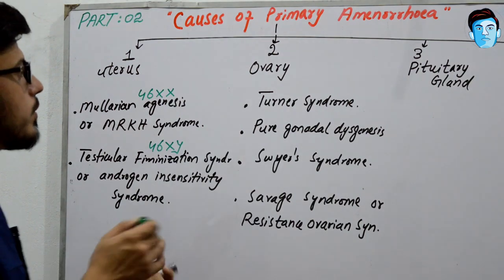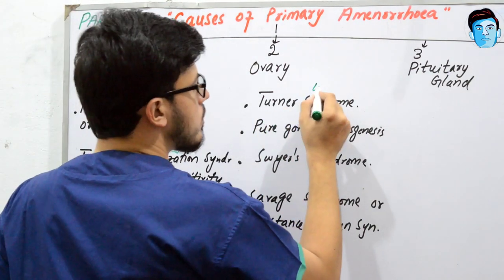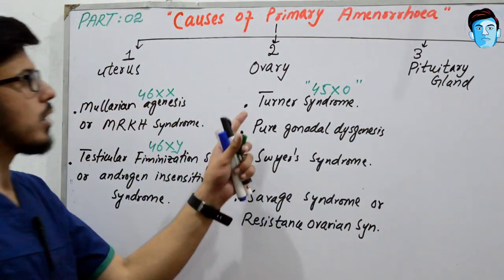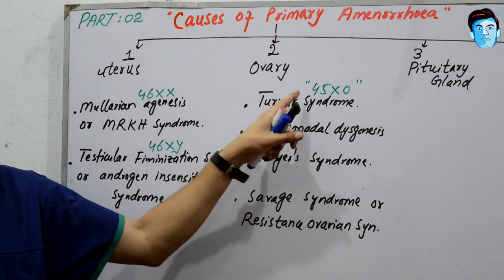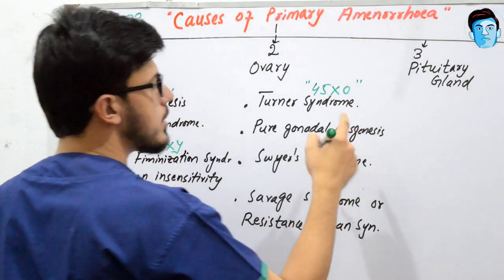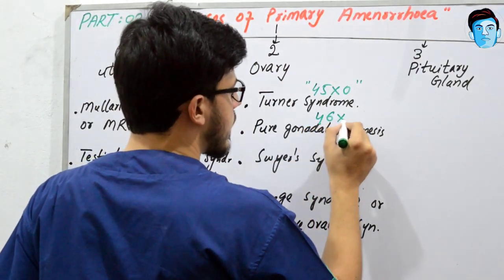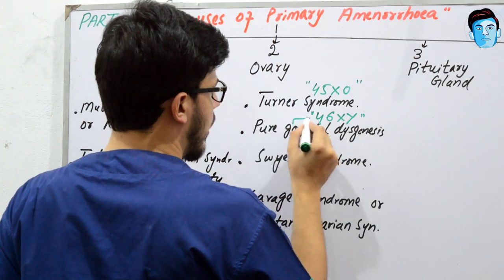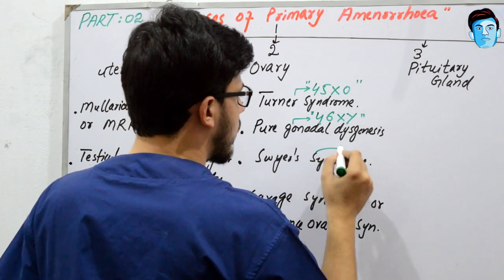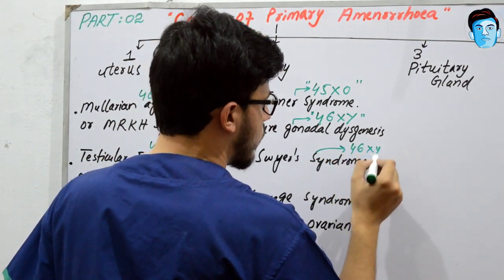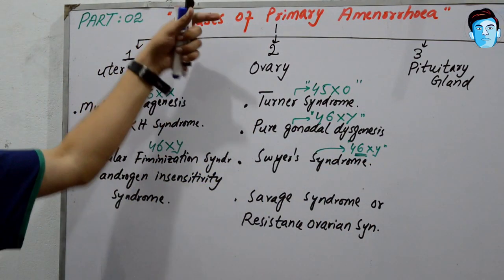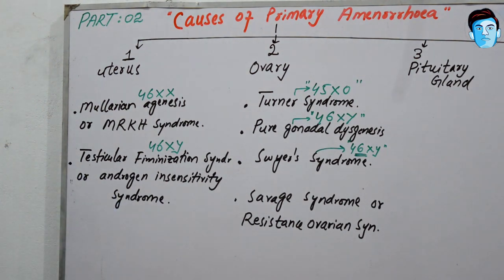Now, what is the chromosome number in Turner syndrome? That is 45X0. In Turner syndrome, the chromosome number is 45X0, while in pure gonadal dysgenesis, the chromosome number is 46XY. And in Swyer syndrome, the chromosome number is 46XY as well. So, these are the ovarian causes which lead to primary amenorrhea.